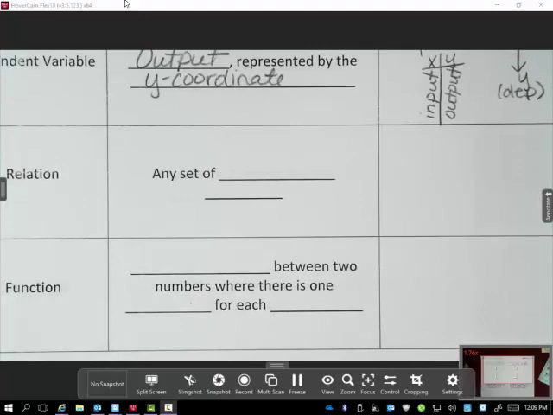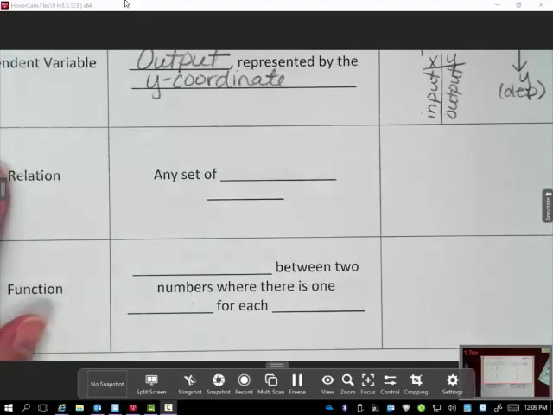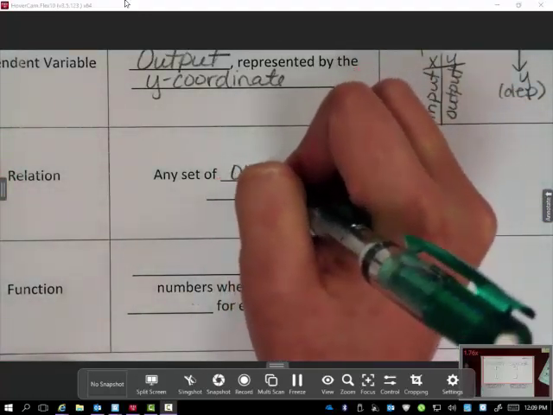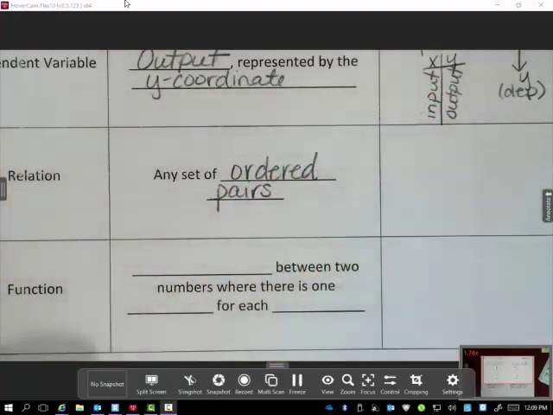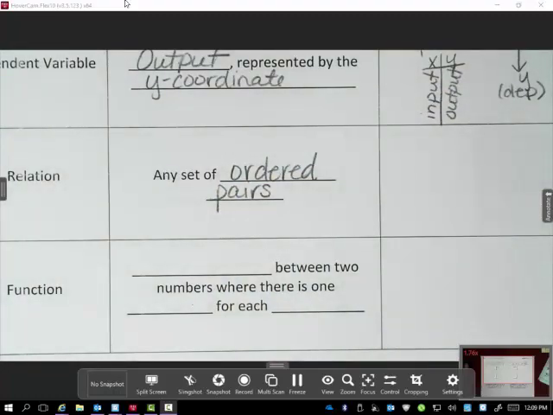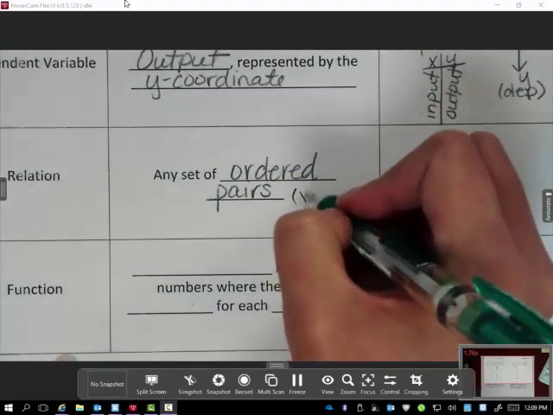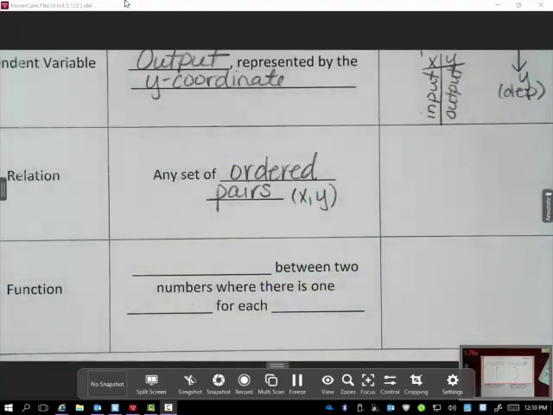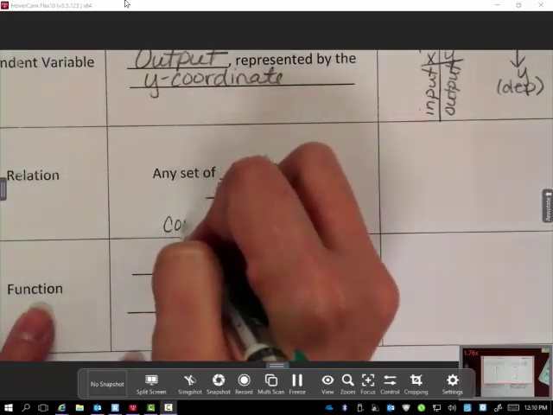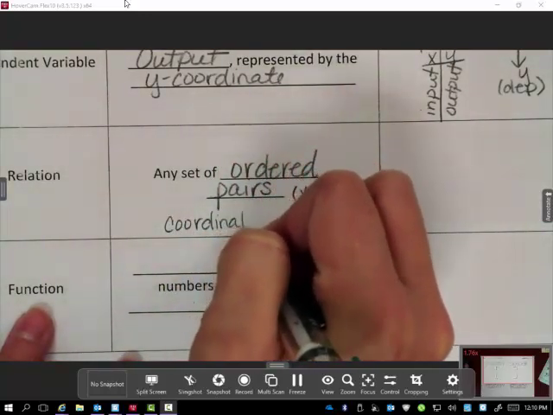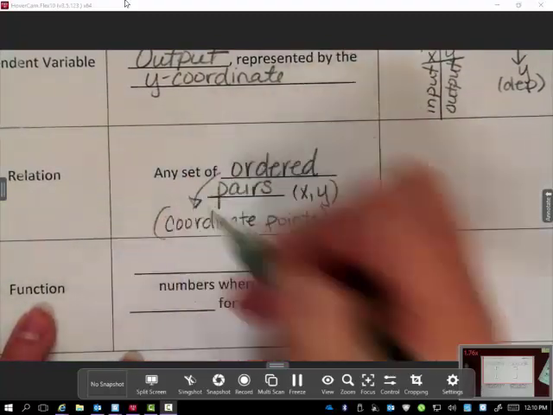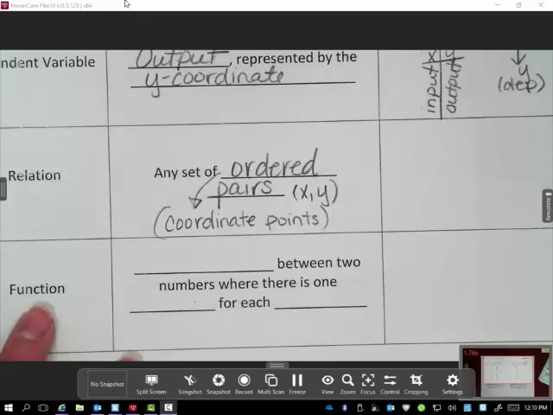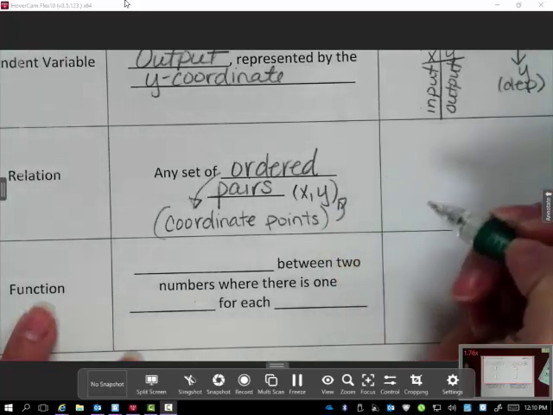All right. Our next 2 vocabulary words we're going to talk about at the same time, kind of like we did independent and dependent. Okay. So a relation is any set of ordered pairs. Now, what is an ordered pair? Like X, Y. Good. What's another word for that right there? Coordinates. A coordinate point. Good. So ordered pair means the same thing as coordinate point. That's an example right there.